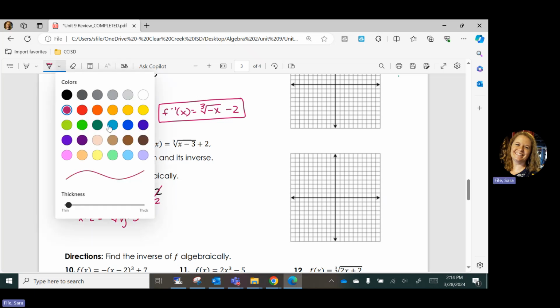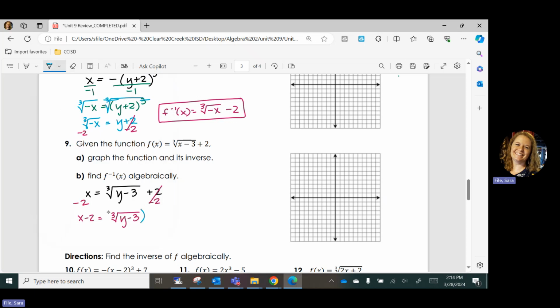Now, to get rid of the cube root, the opposite operation is to cube. So we're cubing both sides. Remember the entire side. So the x minus 2 goes in parentheses and is cubed. So we have (x minus 2) cubed equals y minus 3.